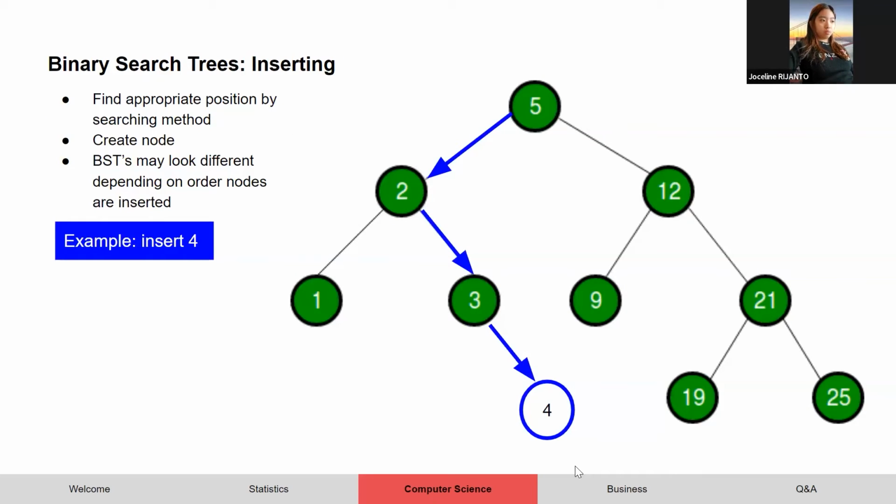Next, we have the operation of inserting, which is similar to searching. Basically, we want to insert 4. Since 4 is less than 5, we go to the left. And then since 4 is more than 2, we go to the right. And since 4 is more than 3, we go to the right again. And then we just insert a node containing 4 on the right.